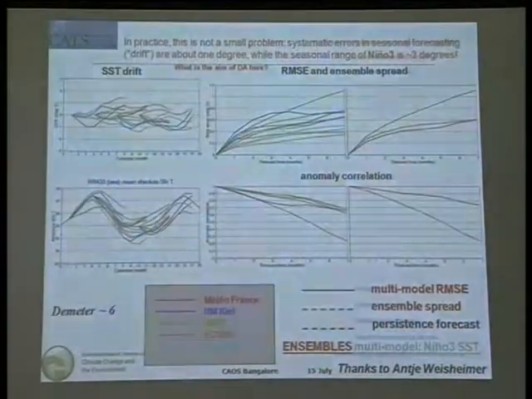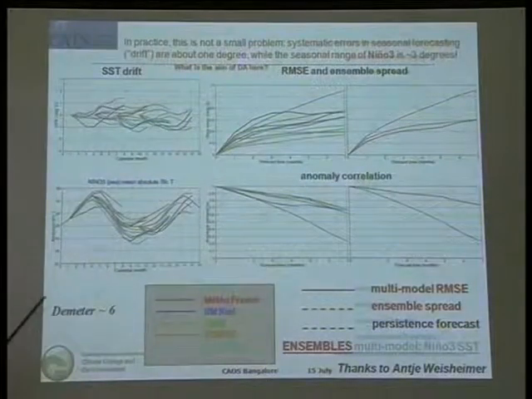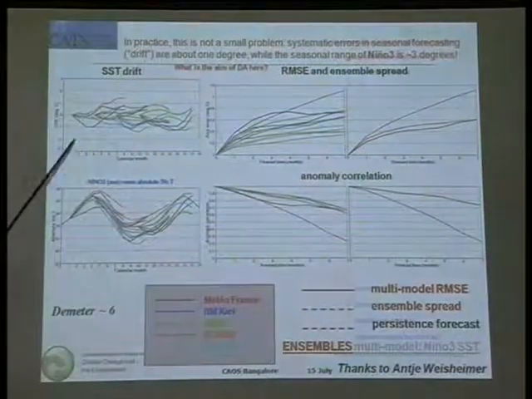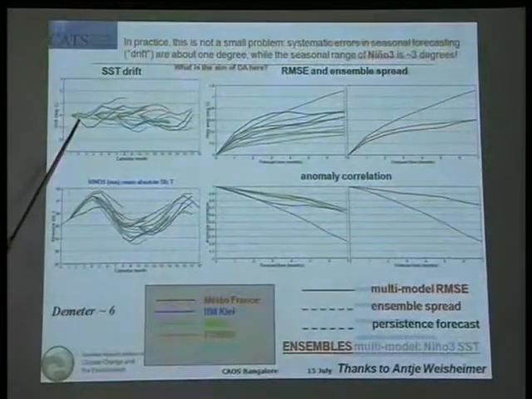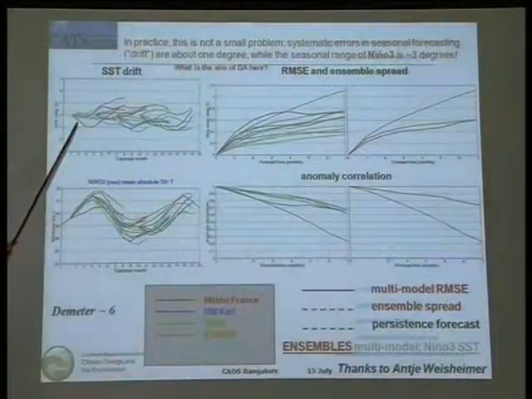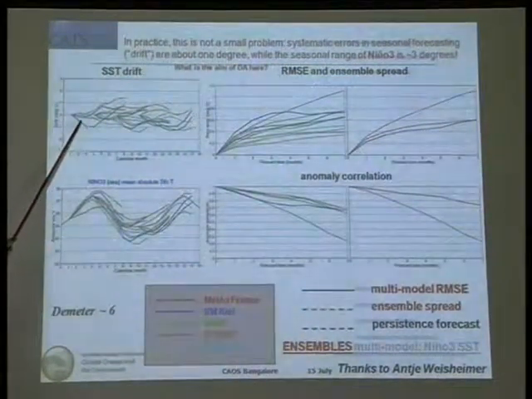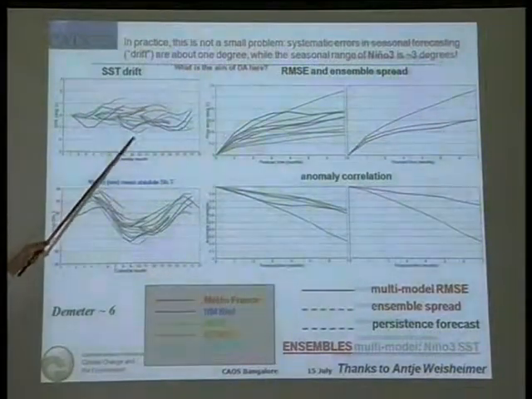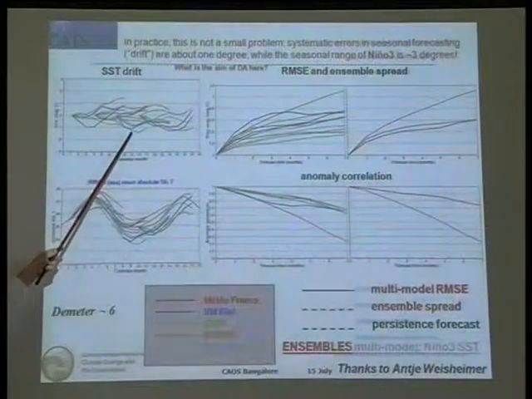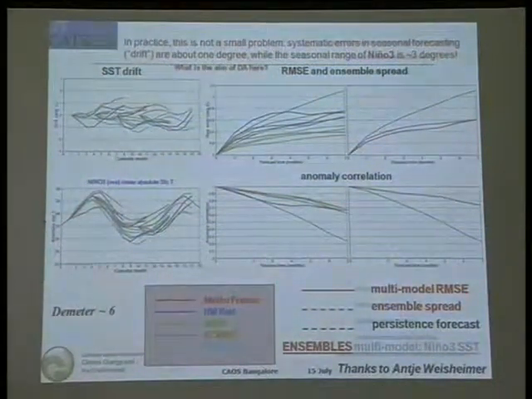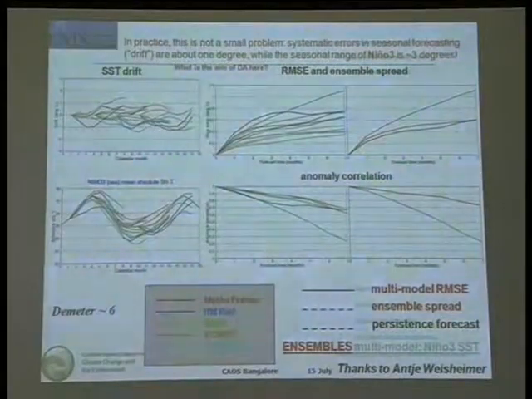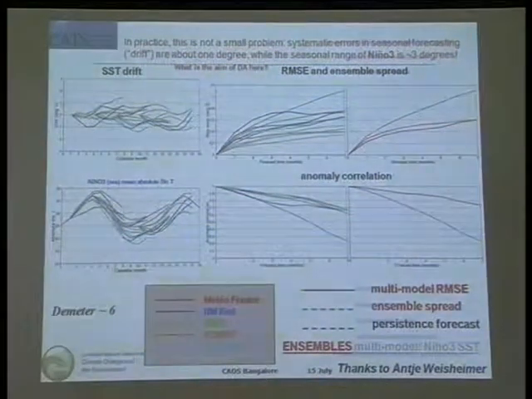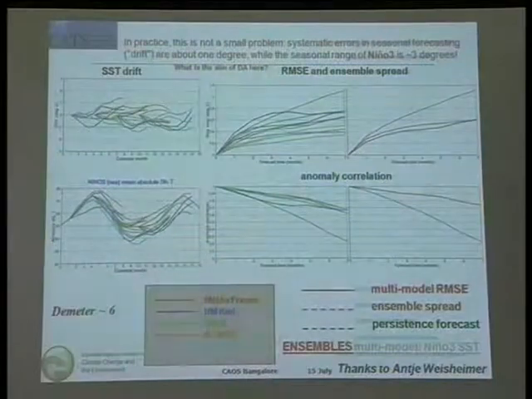You can also see it fairly easily in seasonal models. So these are several different seasonal models from ensembles. Here we have the systematic error. This is even just averaging over all initial conditions. We have systematic errors in the Niño 3.4 SSTs, which are on the order of a degree or so. Now the entire oscillation is only on the order of 3 or 4 degrees. So we have model errors, in this case even systematic model errors, which within a short time compared to the forecast are quite large.